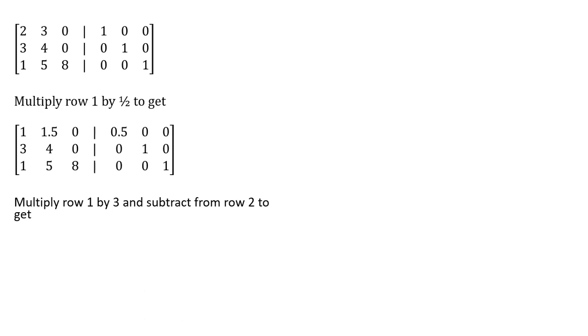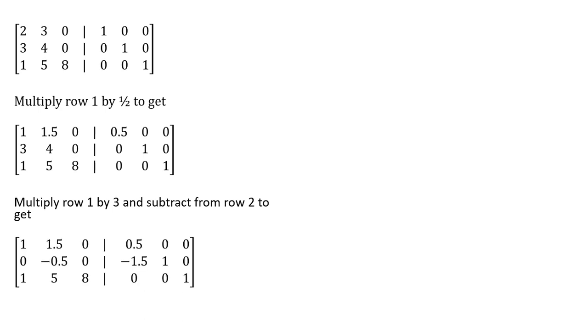So our next step here, we're going to multiply row 1 by 3 and subtract from row 2 to get the following. So we're going to have 3 minus 3 times 1 is 0. Then we're going to have 4 minus 3 times 1.5, which is minus 1/2. And then this is going to be just 0. And then we're going to have 0 minus 3 times 0.5, which is just minus 1.5. And then nothing happens here or here.